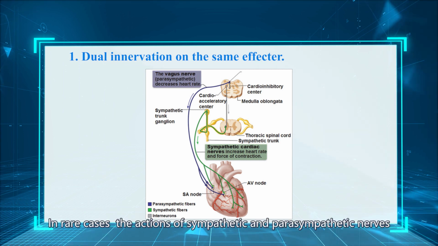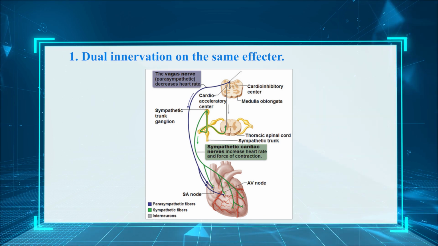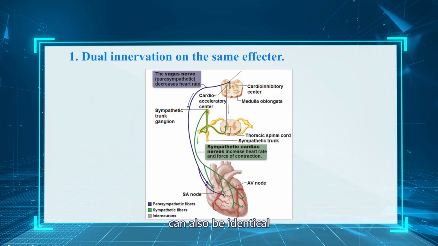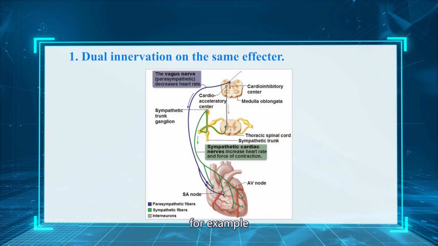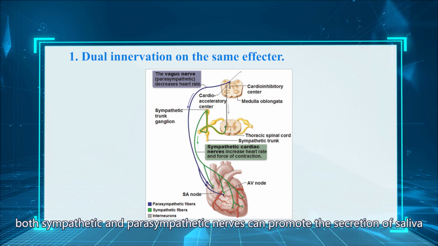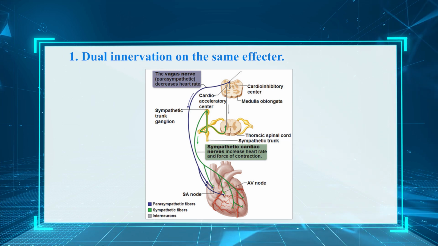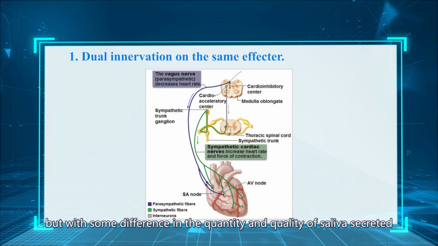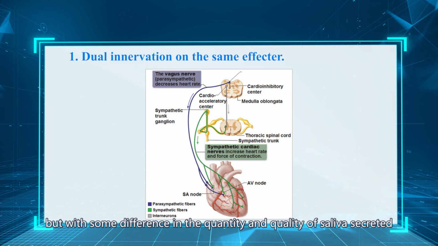In rare cases, the actions of sympathetic and parasympathetic nerves can also be identical. For example, both sympathetic and parasympathetic nerves can promote the secretion of saliva, but with some difference in the quantity and quality of saliva secreted.